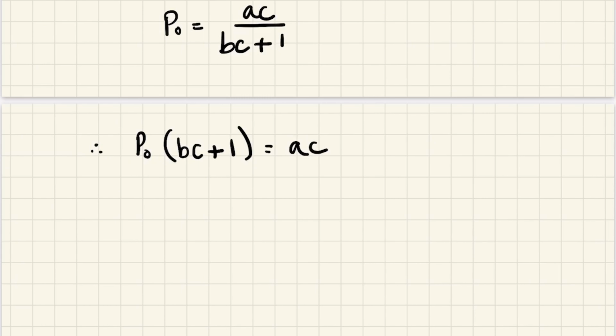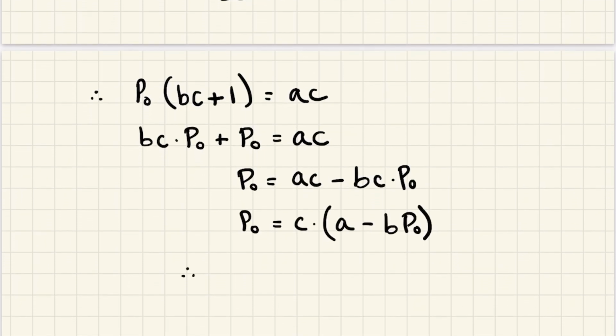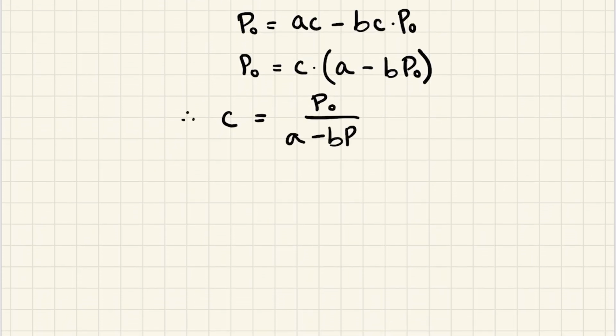All right, so let's distribute. We have bc times P0 plus P0 is equal to ac. Let's move all the terms with a c in them to one side. So how about we go P0 is equal to ac minus bc times P0. And we can factor c out of the right-hand side. And solving for c, we get that it's P0 divided by a minus bP0. All right.